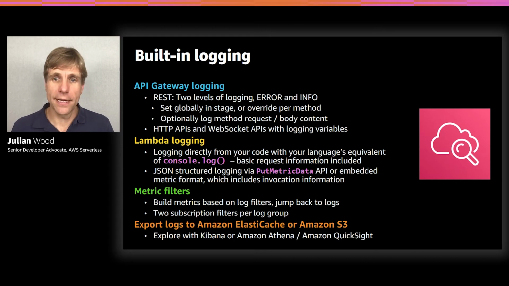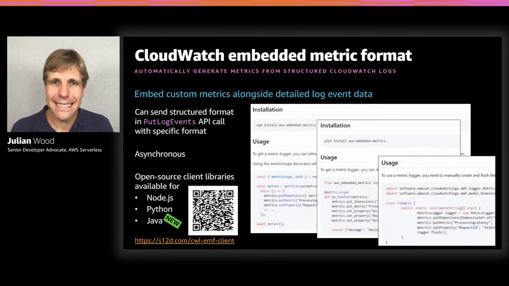Once you have your logs being created, you can do a number of things. Filter them, now with 2 subscription filters per log group. You can create metrics from them or even ship them off to somewhere else for analysis. So the basic Lambda console.log logging appears as a text line in the logs, but it's difficult to correlate and you often have to build complicated systems to then extract real metrics from the logs.